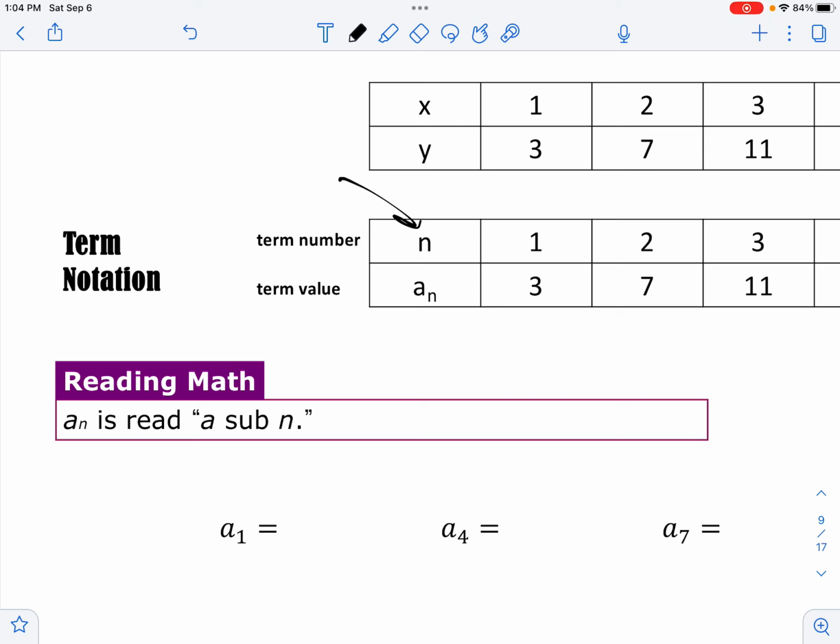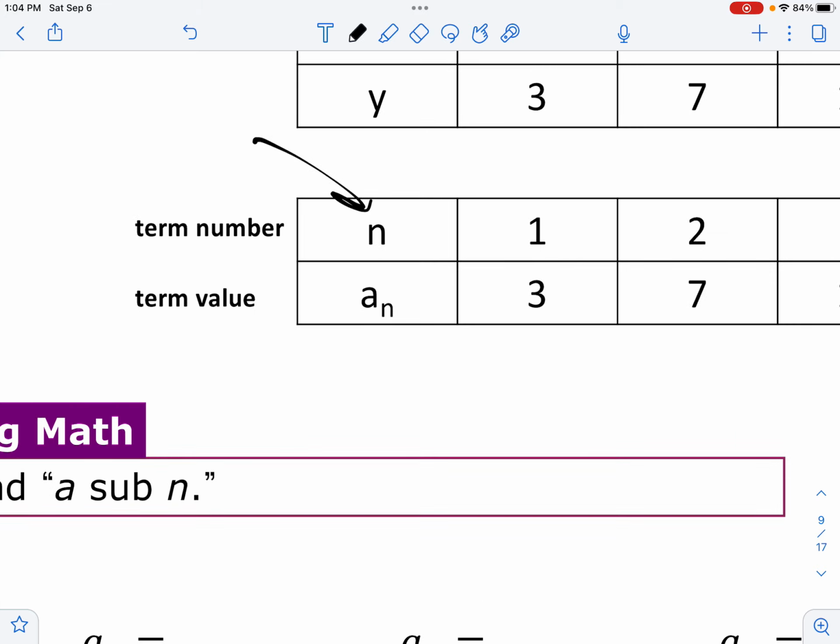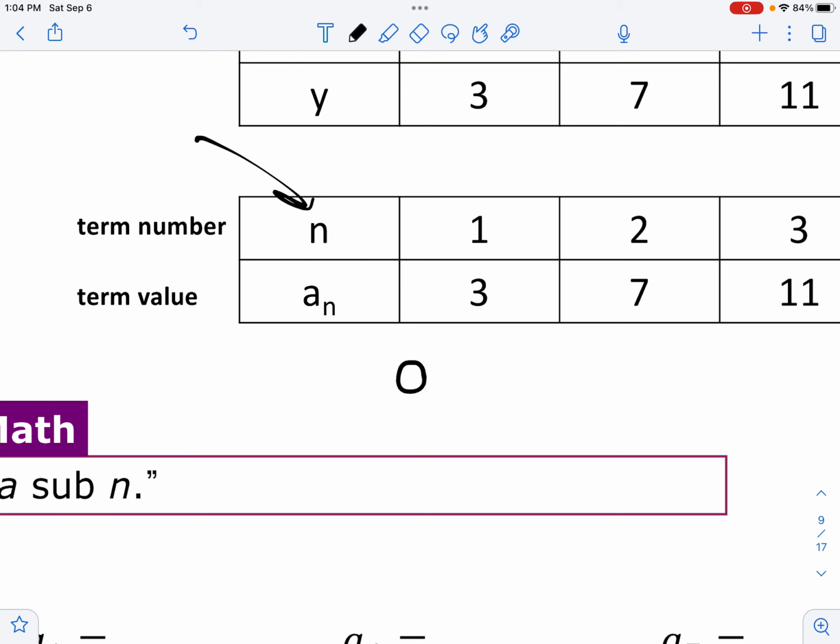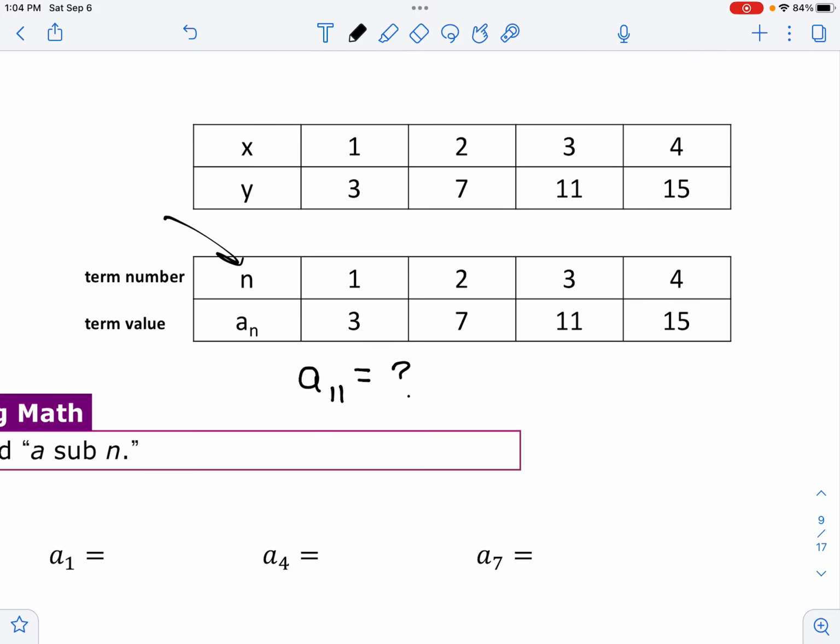So this right here, I would say is a sub 1, a sub 4, a sub 7. So what that means is, what is the value of a specific term? So if I say a sub 11, I want to know what is the value of a sub 11. In other words, what is the 11th term? Now, I don't see that here, because I don't have 11. It only goes up to 4. So I would have to figure that out.